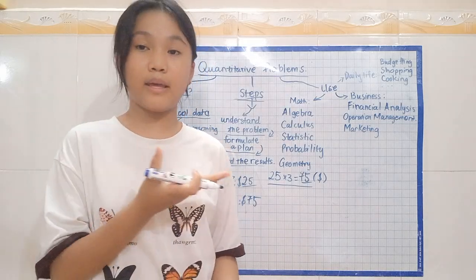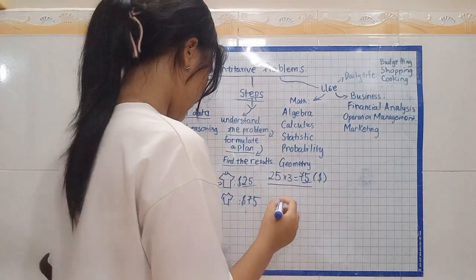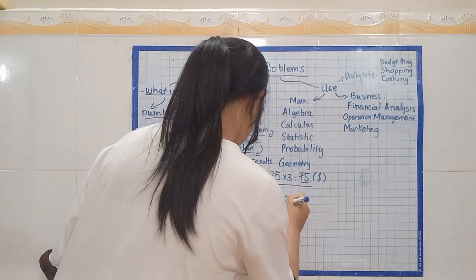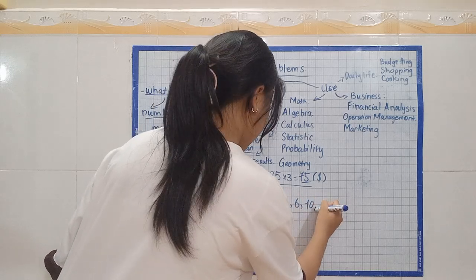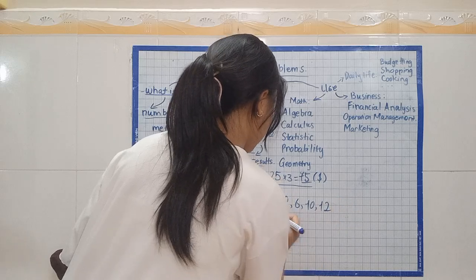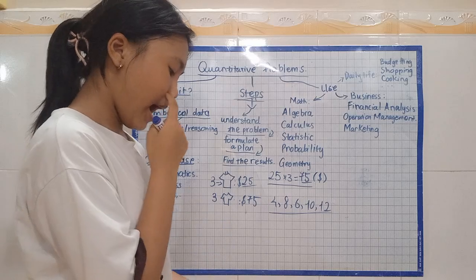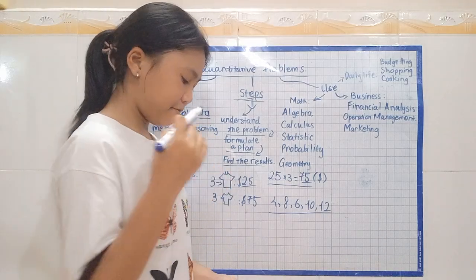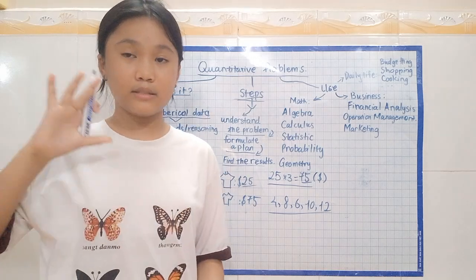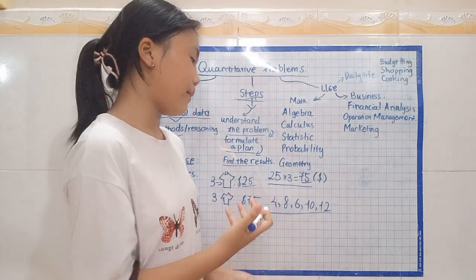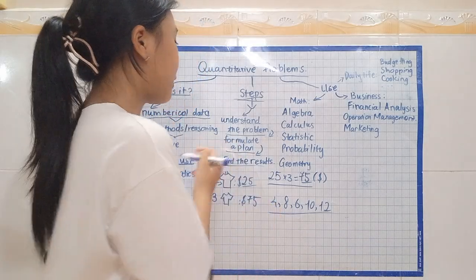Also, let's have a quick statistics problem. If we want to find the mean of the following data set, which is 4, 8, 6, 10, and 12. Okay, here's our data set. So I could quickly plan that first I add up the sum of the numbers, then divide the sum by the number of data points, which is 5. Okay, so that is my plan.